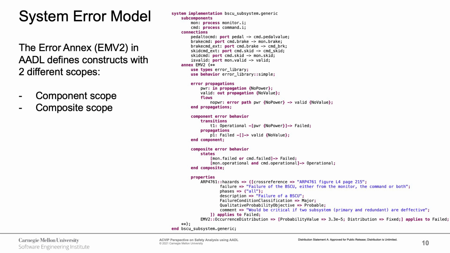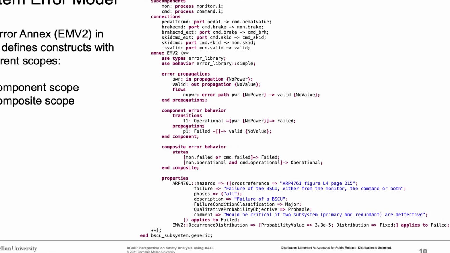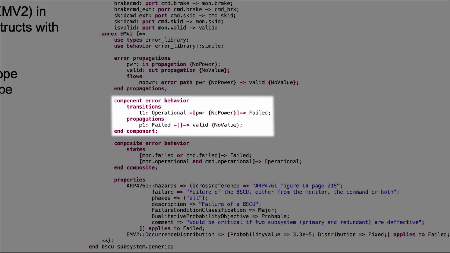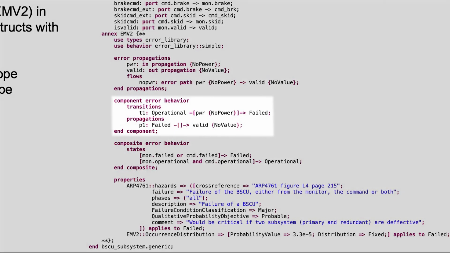The Error Annex, EMV2, in AADL defines constructs with two different scopes: component scope and composite scope. Component scope means that errors that occur can be handled and eliminated within the unit, and no other component needs to be aware. In our example code on the right, we see that if BCSU subsystem detects no power, the component will transition from operational to failed state, and no value will be propagated out to the other components.